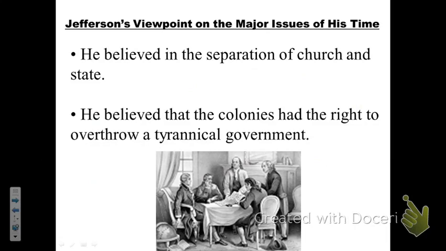So if it's tyrannical, what does it mean if somebody is acting like a tyrant? They're too overpowering. Okay, they're overpowering. What did you say, Dennis? Like a boss or something? Yeah, they're being real bossy, right? They're trying to take complete control and boss everybody around, and they're not letting anybody have that free will. I like the way that you put that. So he believed that the colonies had a right to overthrow any sort of tyrannical government.